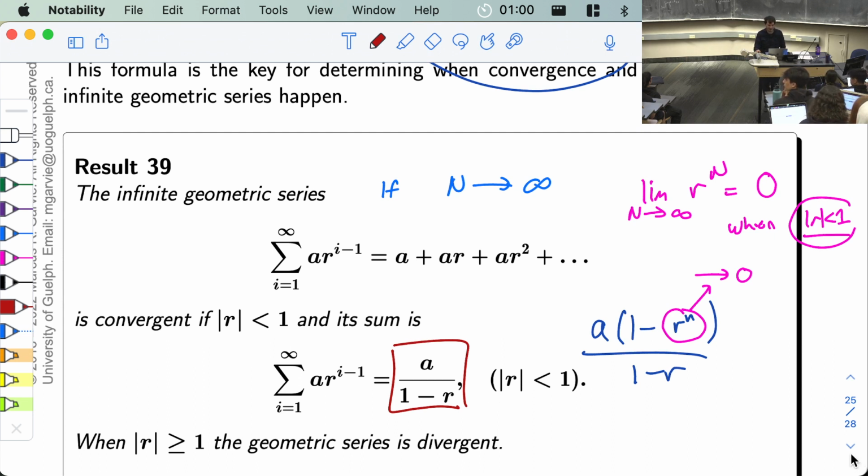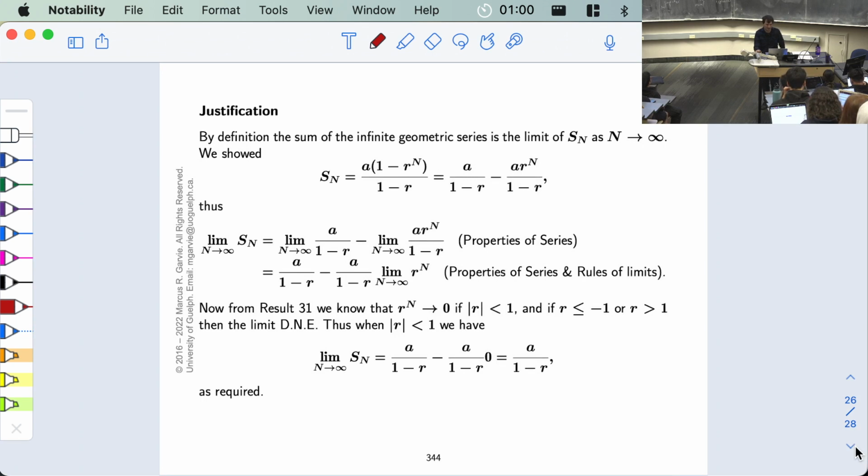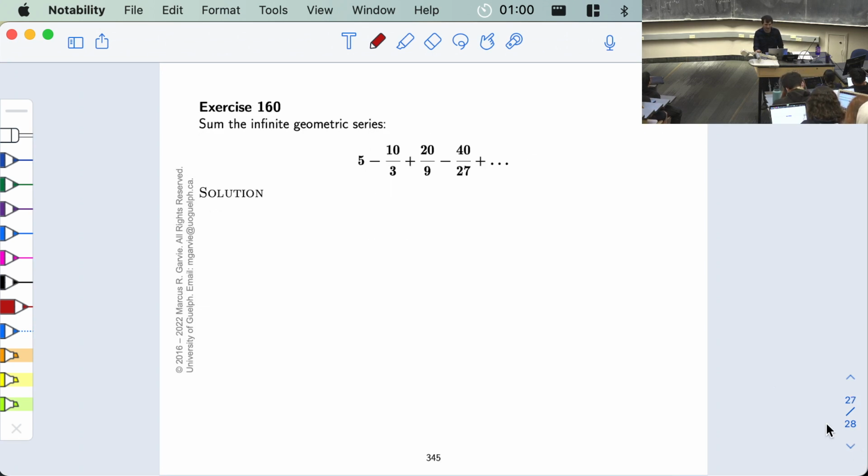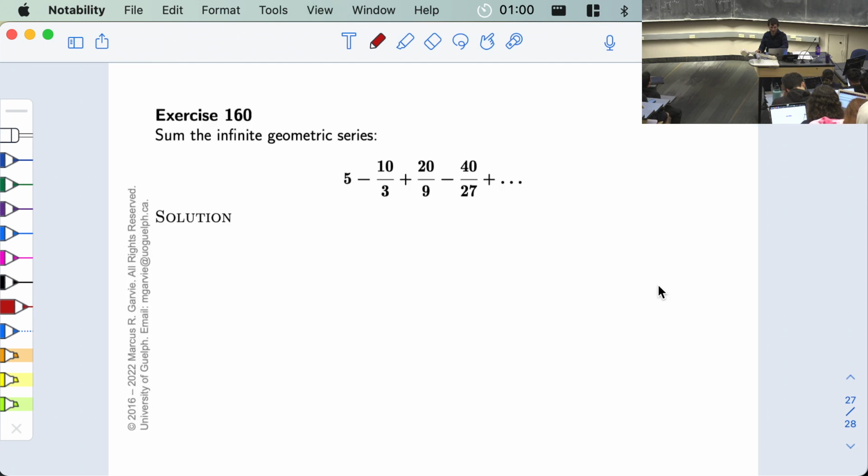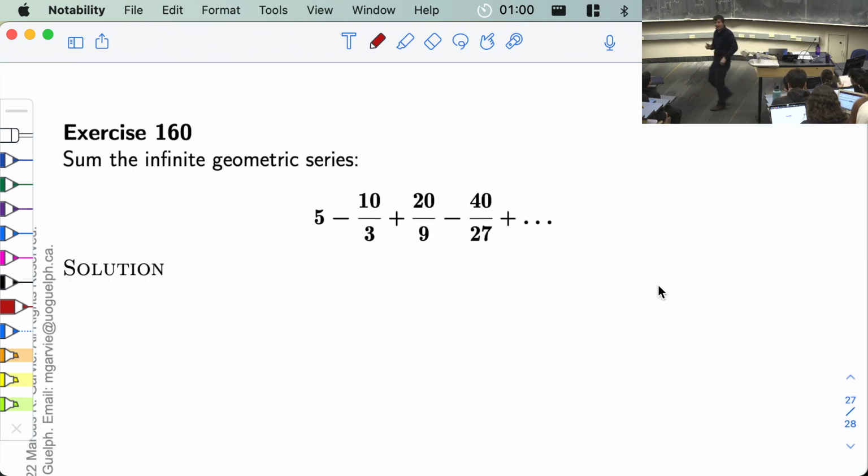Let me put this one up so you can do it. I'm going to do one example in a second. So this is explaining why this limit. We're just going to go straight to the example. I'm going to do the example in 1 second. But this is a good time for questions, comments about this one.